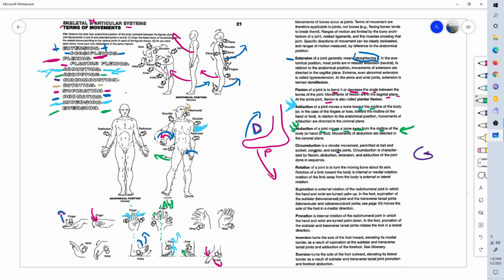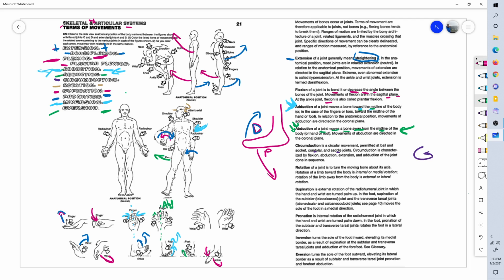How about in the wrist? If you bend your wrist backward, what would you call that? Call that wrist extension. If you bend your wrist forward, that's called wrist flexion.